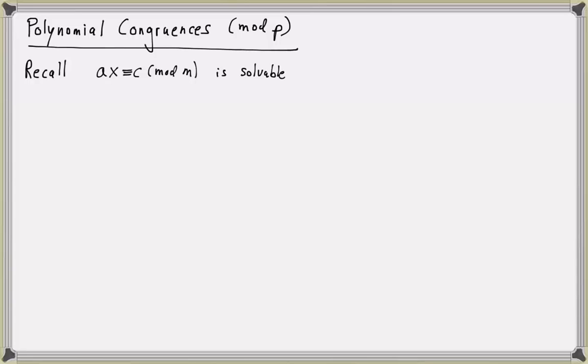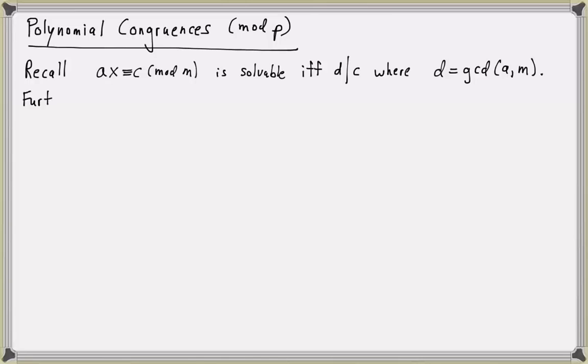So this is solvable if and only if d divides c, where d is the greatest common divisor of a and m. We also saw that if the greatest common divisor is d, then there's exactly d mutually incongruent solutions to this linear congruence. If the greatest common divisor is 1, we saw that there's a unique solution.